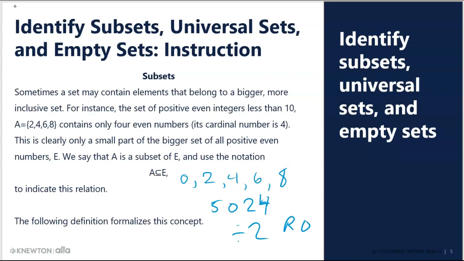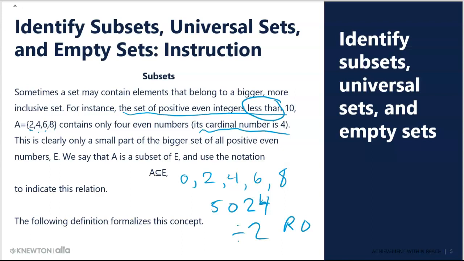And there's a little review piece here from our last set of lessons. This set A has a cardinal number of 4: 1, 2, 3, 4 elements. You just count the number of elements. So set A is the set of positive even integers less than 10. Be aware of this word less than. It does not include the 10, just like in other math classes. This is only a small part of all positive even numbers. If I wanted all the positive even numbers, you would be writing for a long time.